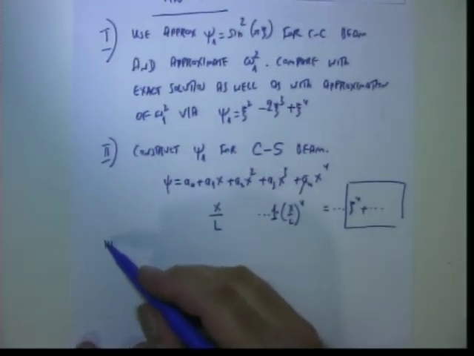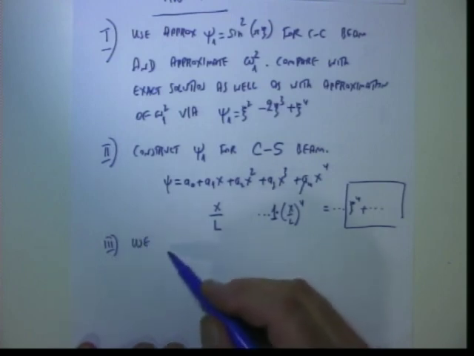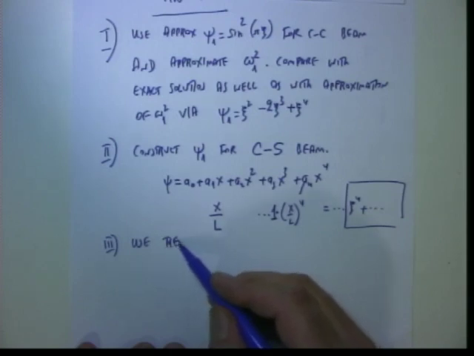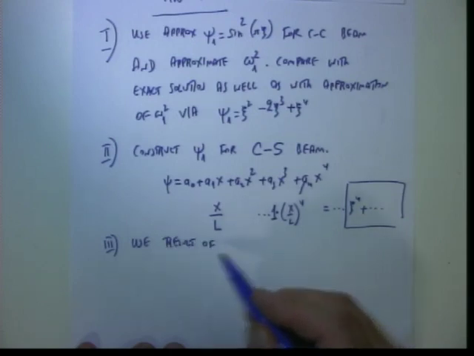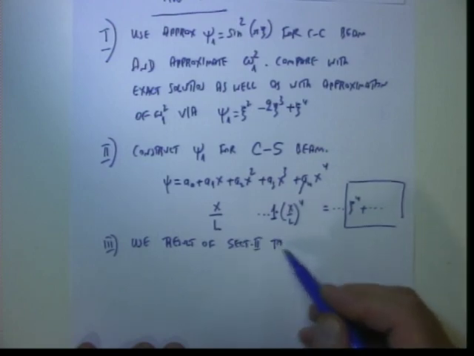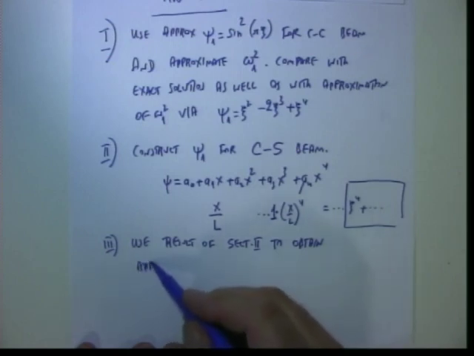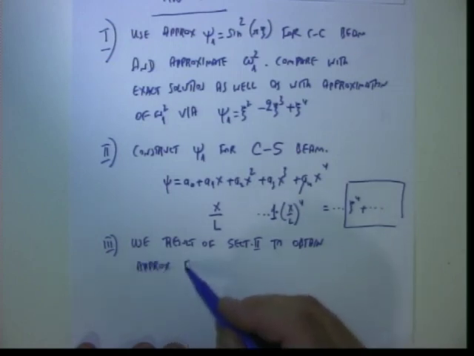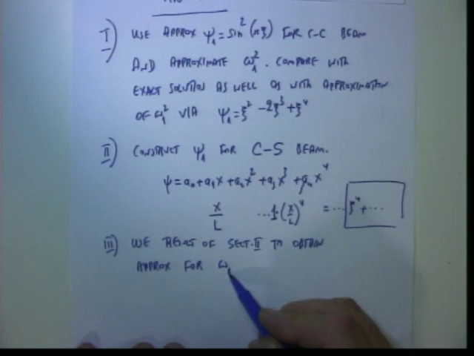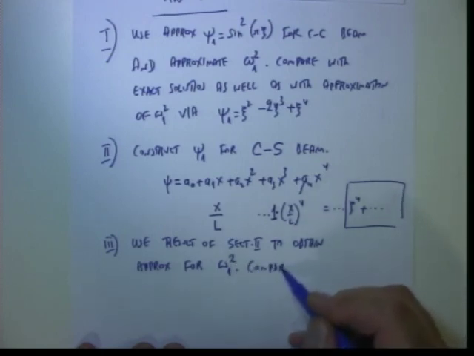Then third, use the result of section 2 to obtain an approximation for omega1 square. Compare with the exact solution.